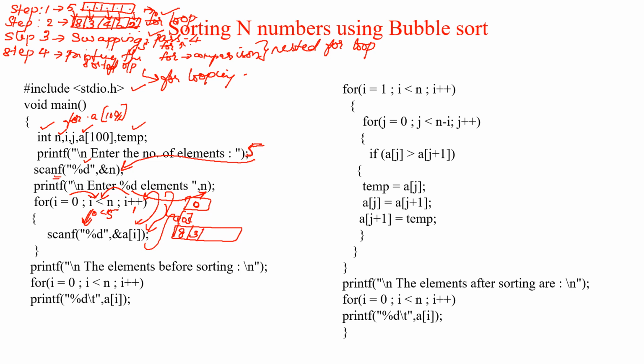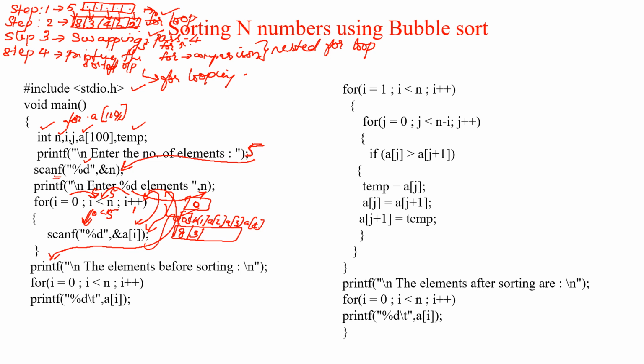This happens till what is the value for n? n is equal to 5. So till where will it enter? 4 is less than 5. So a of 0, a of 1, a of 2, a of 3, a of 4. 5 elements will be entered, up to a of 4, because the index is starting from 0. That's why 0 to 4. So when i becomes 5, what will happen? 5 is not less than 5. The condition is false. It comes outside the loop and it will execute the next statement.